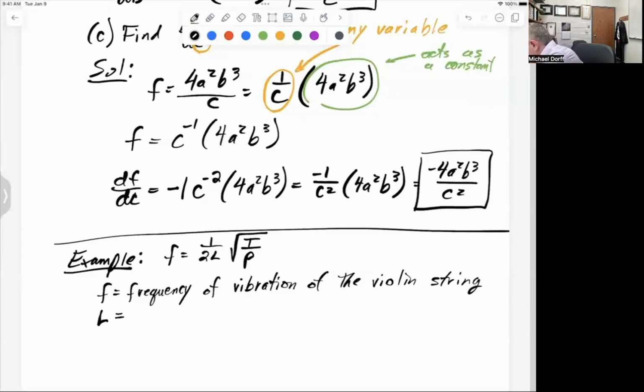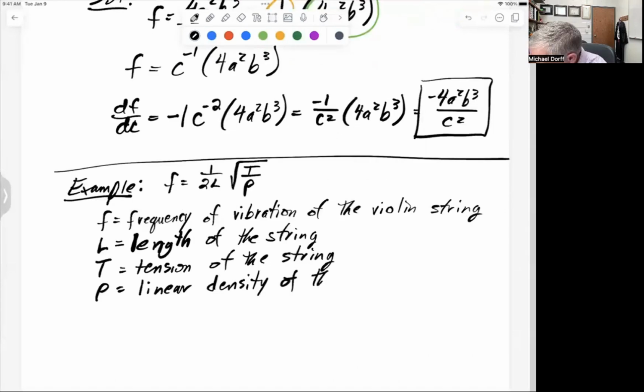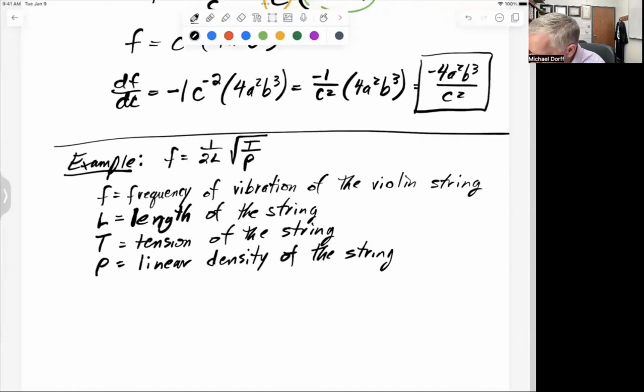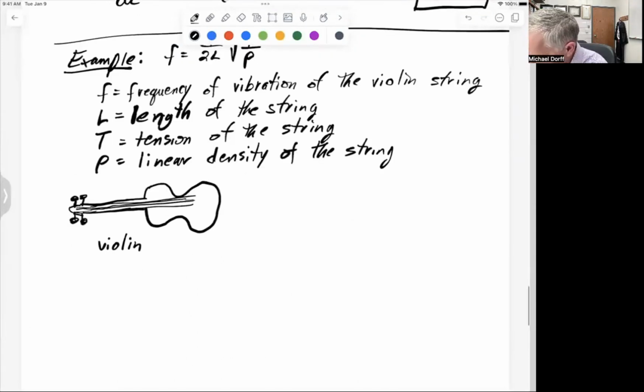Let me change my little tab on my pen here. L equals the length of the string. T equals the tension of the string, and rho equals the linear density of the string. And now if I were to, let me see if I can draw a violin here, make sense here in real life. So here we're going to do part A.